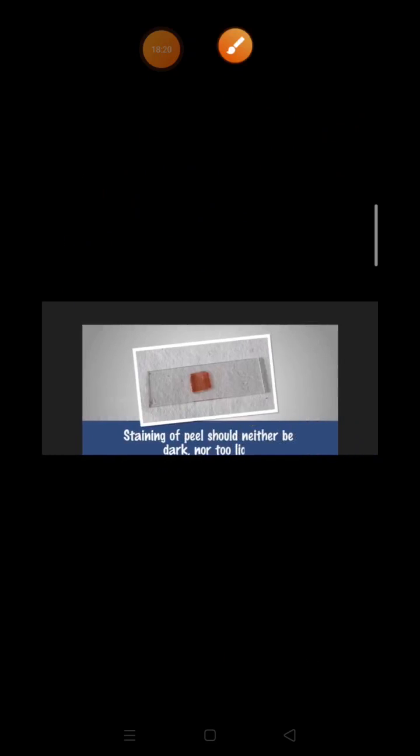Then second is that staining of the peel should neither be dark nor too light. So that's why, when we transferred it into the watch glass containing stain, after that we washed it so that we can easily see the various parts or various organelles of the cell. So the staining should not be very dark and it should not be very light.